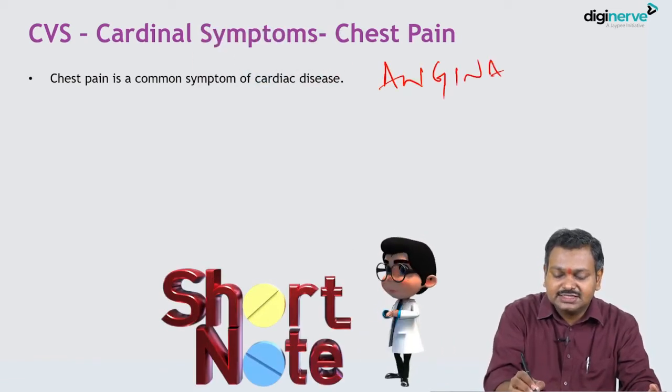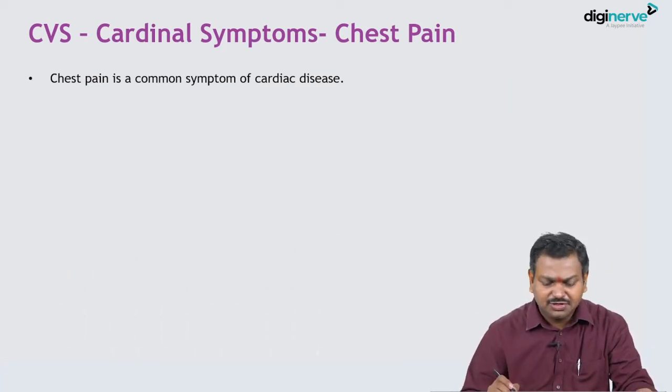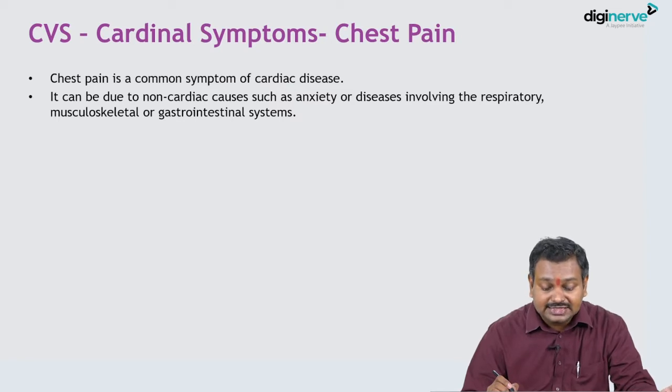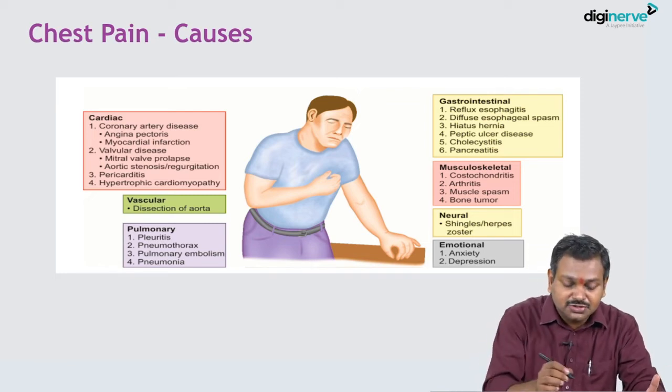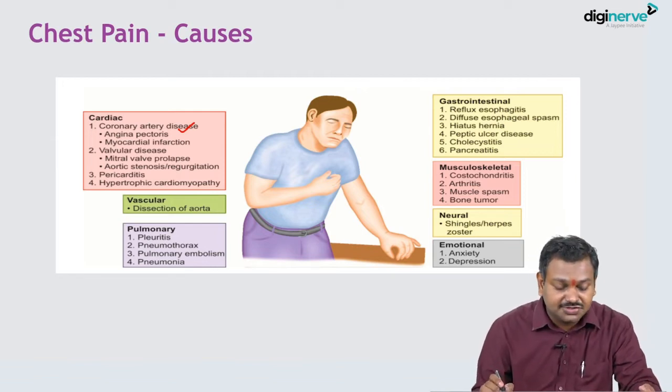Angina is the cardiac chest pain that we get most often, but we could have other causes of cardiac chest pain also. The chest pain could also be due to anxiety, respiratory diseases, musculoskeletal diseases, and gastrointestinal diseases. You have a large number of diseases with cardiac causes of chest pain, the most important being coronary artery disease, where you have angina and myocardial infarction.